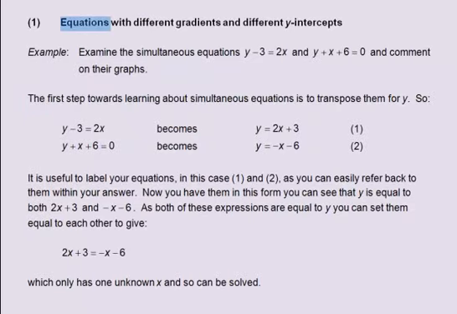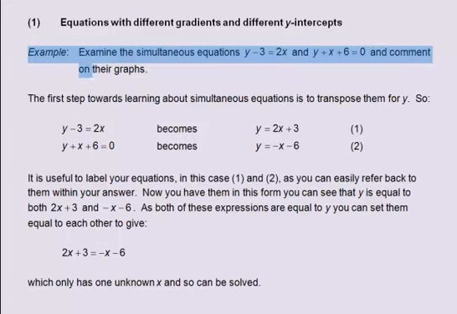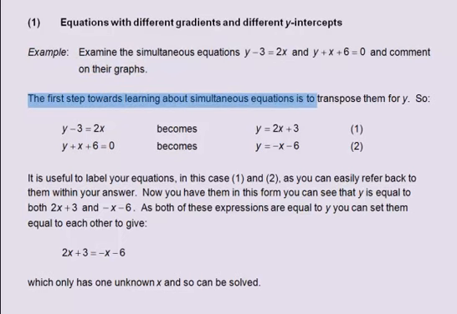1. Equations with different gradients and different y-intercepts. Example. Examine the simultaneous equations y minus 3 equals 2x and y plus x plus 6 equals 0 and comment on their graphs. The first step towards learning about simultaneous equations is to transpose them for y. So, y minus 3 equals 2x becomes y equals 2x plus 3. Equation 1. Y plus x plus 6 equals 0 becomes y equals minus x minus 6.